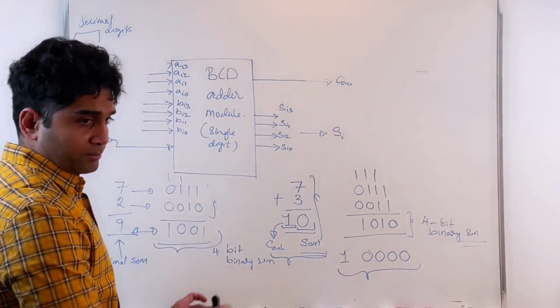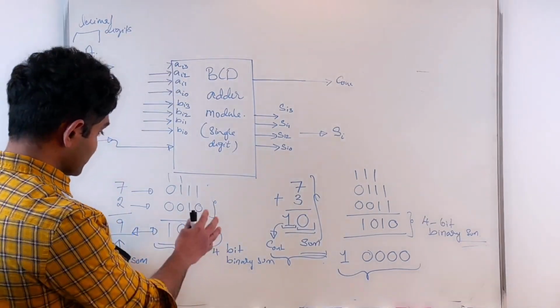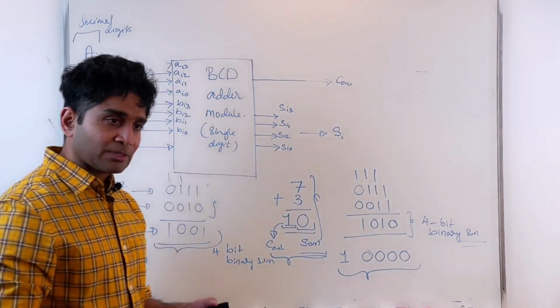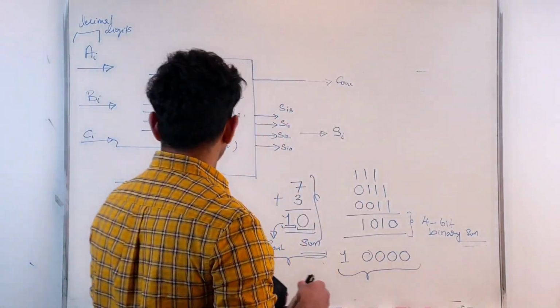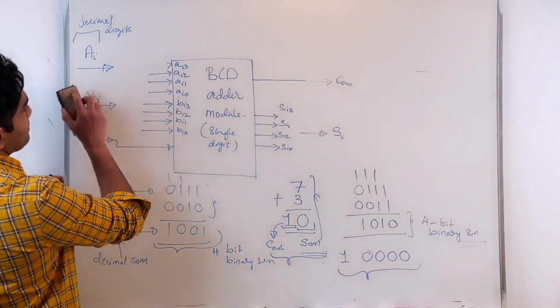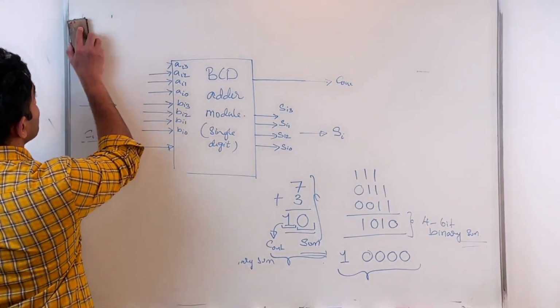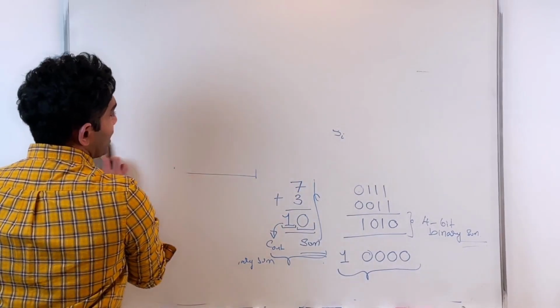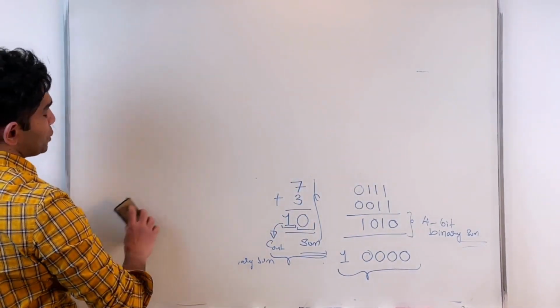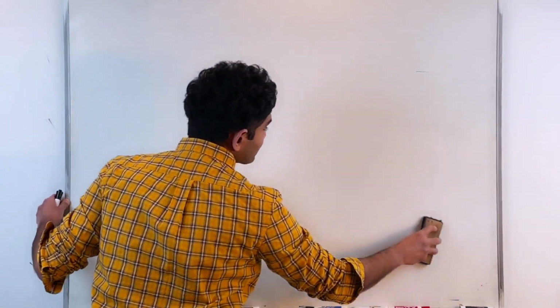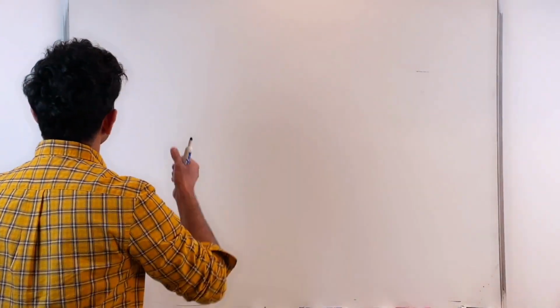So that's the observation. It's correct for some instances. For other instances, it doesn't look like the binary sum and the decimal sum match. Okay, so let's examine this in a little bit more detail and see what we can do about this. Under what circumstances do I get my binary sum to be equal to the decimal sum? And under what circumstances is my binary sum not equal to the decimal sum? Okay, let's look at this.